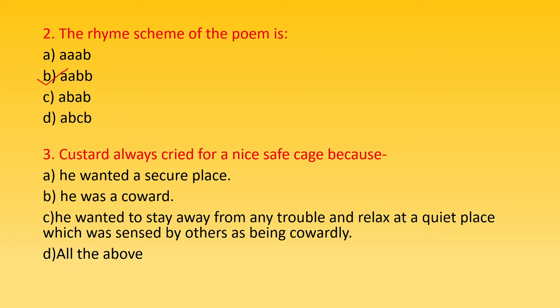Now next is: Custard always cried for a nice safe cage because... What is the reason why Custard cried for a nice safe cage? He wanted a secure place. Yes, it is correct. He was a coward. This is also correct. He wanted to stay away from any trouble and relax at a quiet place, which was sensed by others as being cowardly. So this is also the answer. And D, we have all the above. So our answer is all the above.